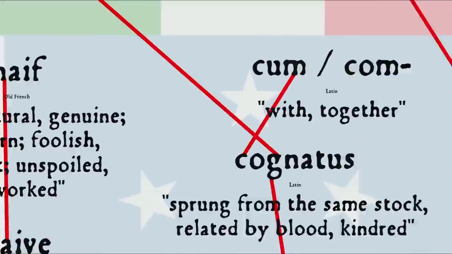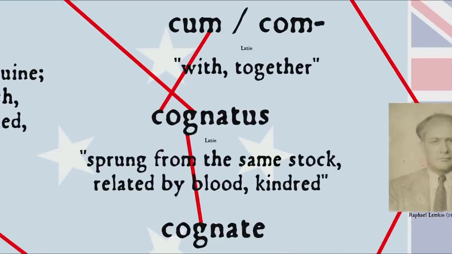Now, when combined with the prefix com, together, Latin gnasci produced the adjective cognatus, sprung from the same stock, related by blood, kindred, and that gave us the English word cognate, originally meaning allied by blood, connected or related by birth, of the same parentage, descended from a common ancestor. But in linguistics, the term is used to refer to words that have a common etymological origin. So the words nation and cognate are cognates.